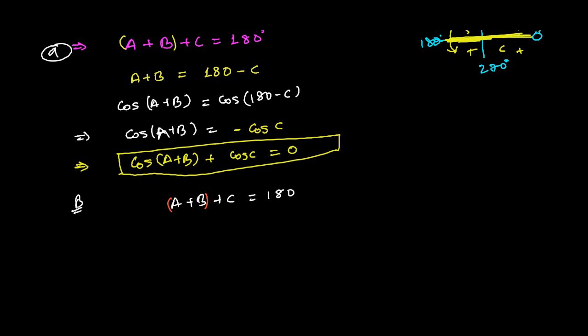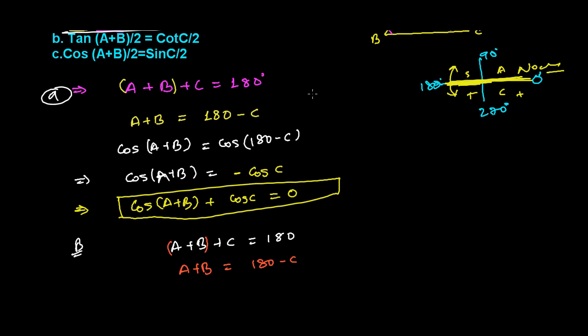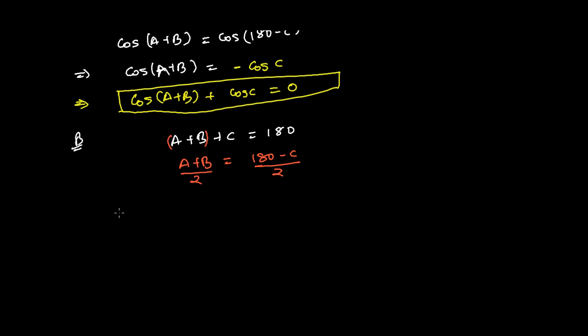All right, so let's take again A plus B together and 180 minus C. And now what they are doing, actually they are making half of everything. So let's divide this also by 2, and let's divide this side also by 2. So now further what we're gonna get, (A plus B) divided by 2 equals 90 minus C by 2.